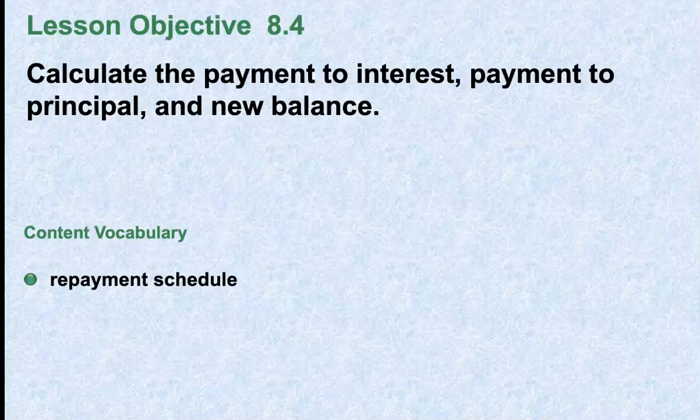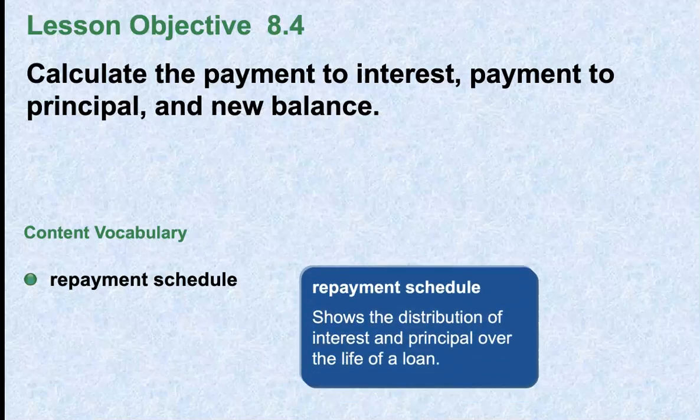The objective of the lesson is to calculate the payment to interest, payment to principal, and new balance of a loan. There's going to be 3 steps to do this. But first, let's look at the vocabulary word, repayment schedule. A repayment schedule shows the distribution of interest and principal over the life of the loan. Please write that in your notes.